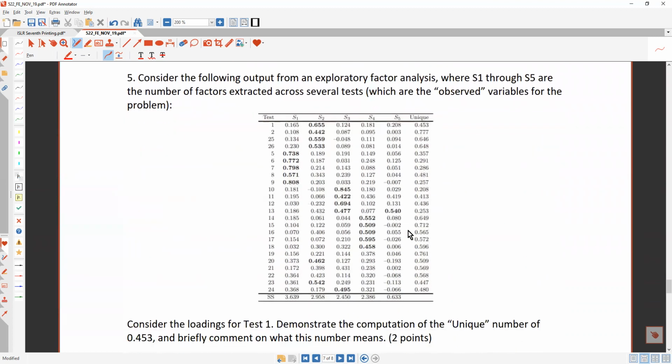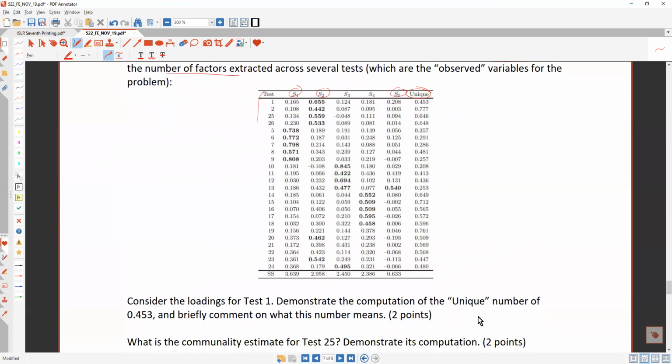And we have a factor analysis here. So we have different tests. So we have a whole bunch of observed variables here. These are observed variables. And these are the number of factors. So we've got factor 1, factor 2, et cetera, up to factor 5. And then here we got this unique term. So the question is, you have to demonstrate the computation of the unique number of 0.453, which is right here. How is this computed? And what does that number mean?